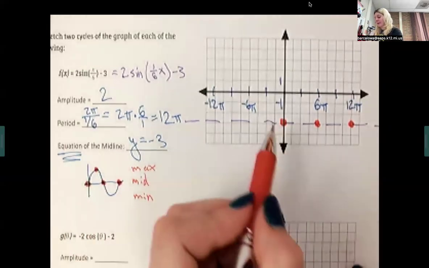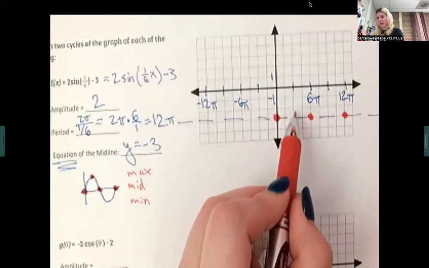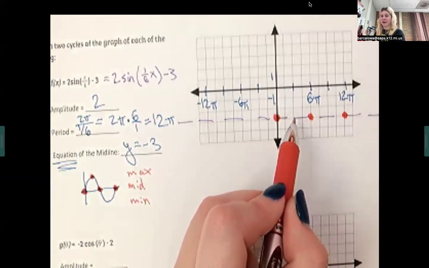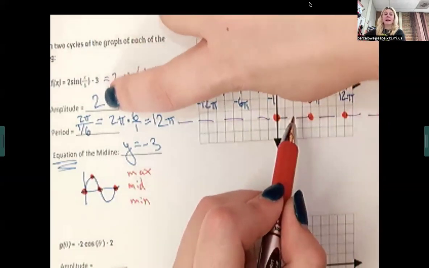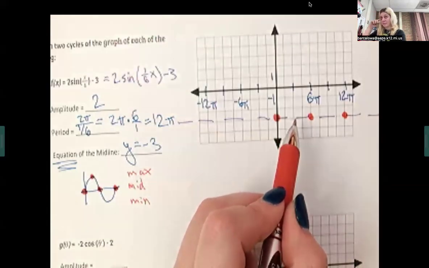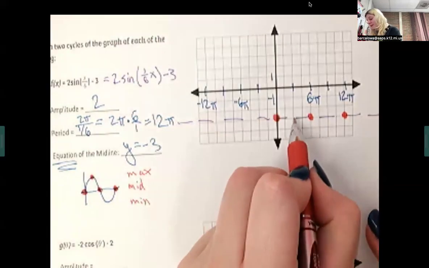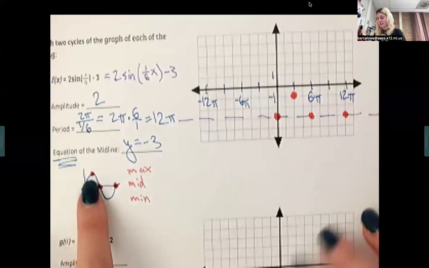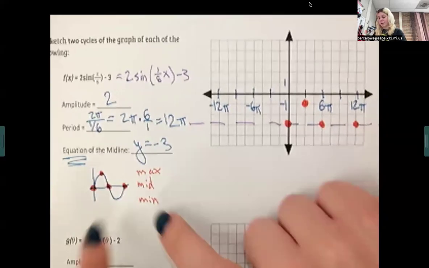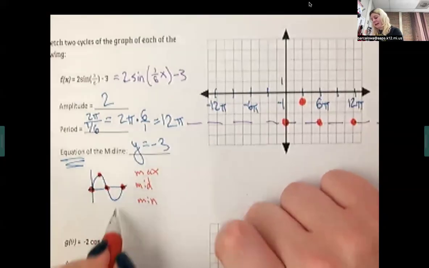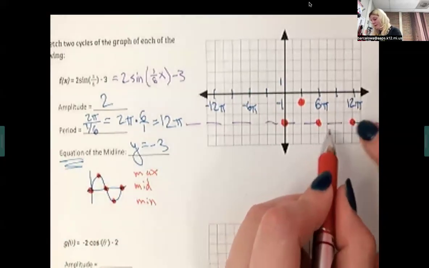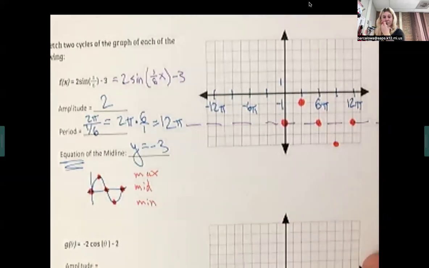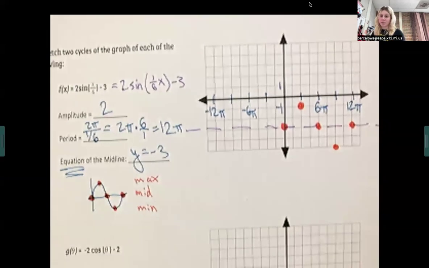Okay, so put your pencil on your midline. This is where these tick marks come in handy. So on my midline, I need to count up to my maximum. How high up am I going to count? 2. Your amplitude tells you how high the maximum is from your midline. So pencil on the midline, I'm going to count 1, 2. That's that point. All right, halfway between these 2 points, I'm at a minimum. Okay, so halfway between, put your pencil on the midline, count down 2. Okay, there's 1 cycle, 1 period graphed.